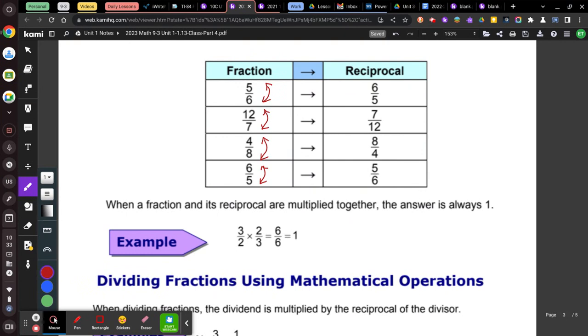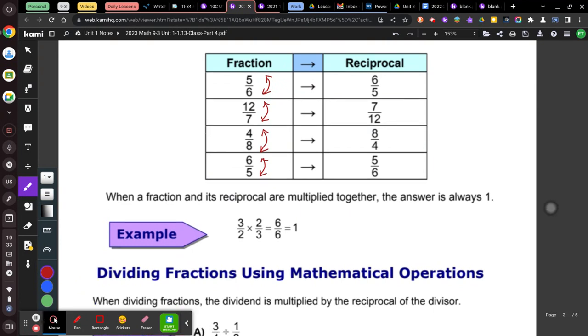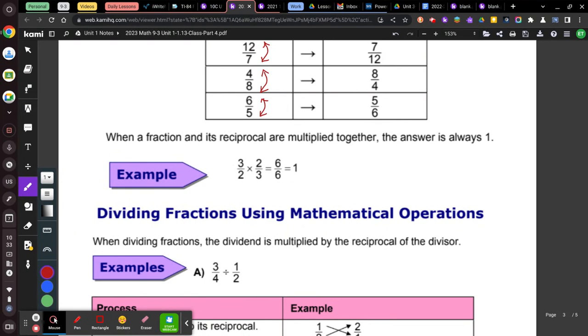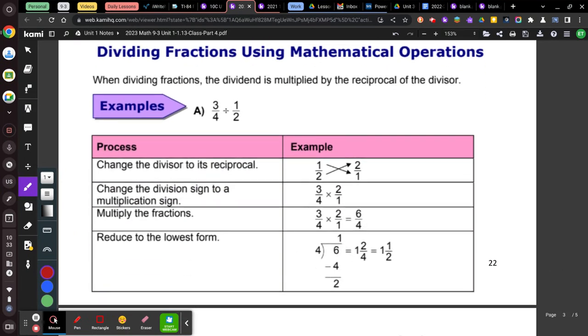Now, if I take and I multiply those, whenever you multiply a fraction by its reciprocal, you're going to get an answer of 1. What happens if I times any number by 1? It's the same number, exactly. So the number doesn't change. So since the number doesn't change, I'm not changing the value of my answer, which is why we're allowed to do it.